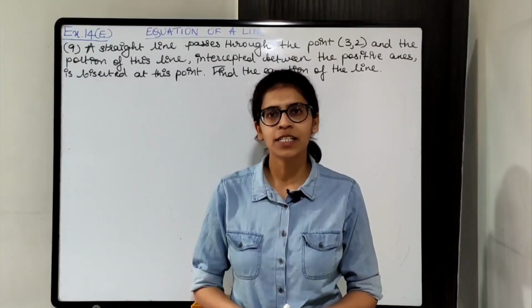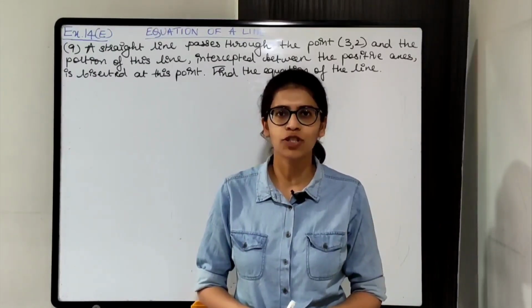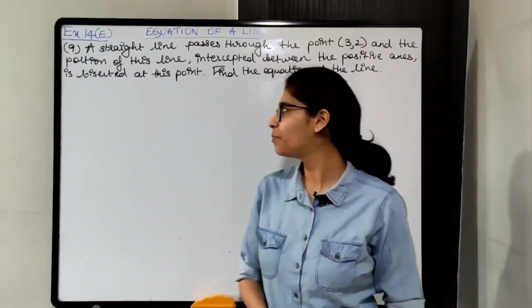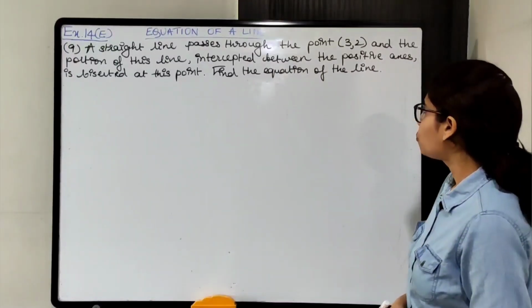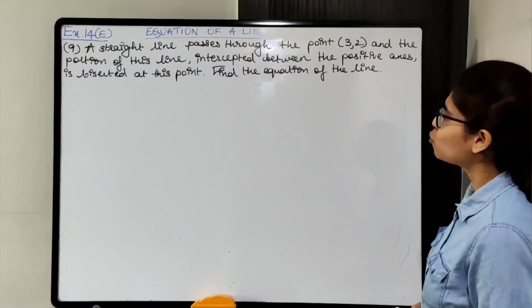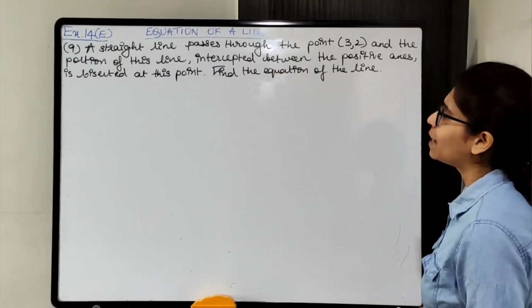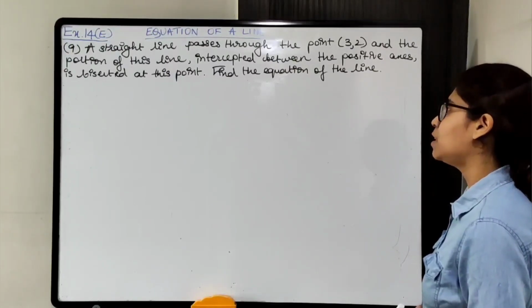In this video, we'll continue with exercise 14E from chapter Equation of a Line. So starting with question number 9. A straight line passes through the point (3, 2) and the portion of this line intercepted between the positive axes is bisected at this point. Find the equation of the line.